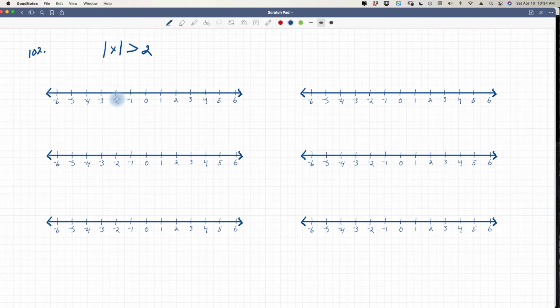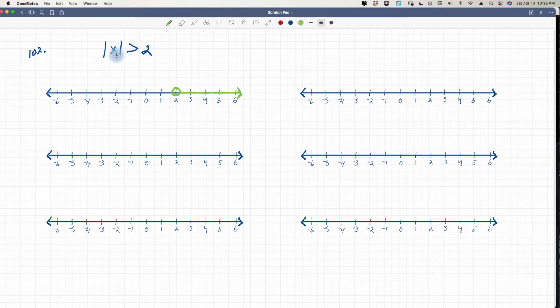So 2.1, 2.5, yes. And because it's greater than 2, it's not including 2, is it? No. So it's not including 2. So if we were to put a circle around 2, that would be correct. Right? So anything greater than 2 on the positive side, we know for sure that is correct. Now, if it were just x is greater than 2, this would be where we would stop.